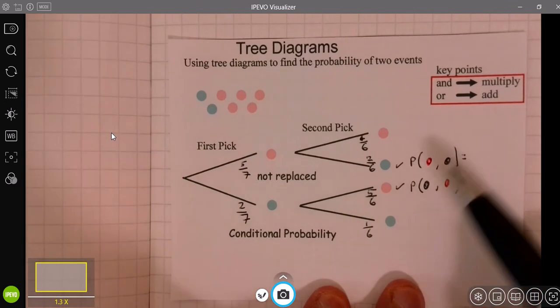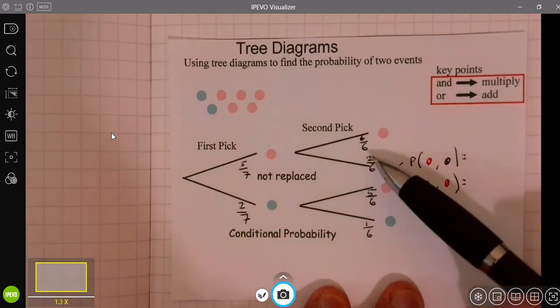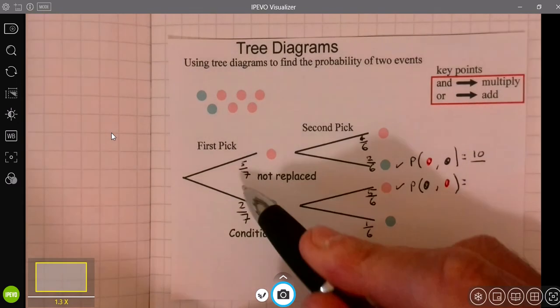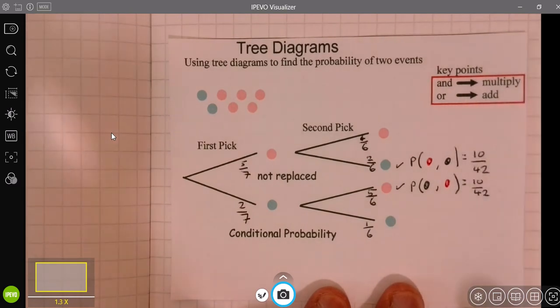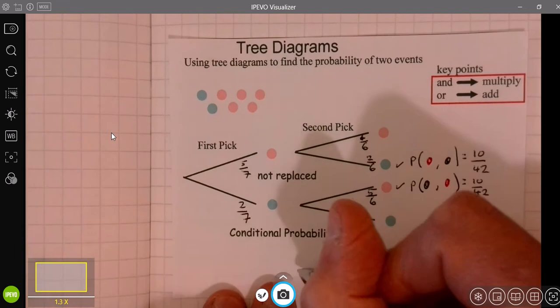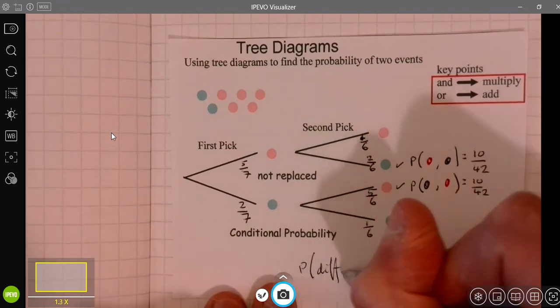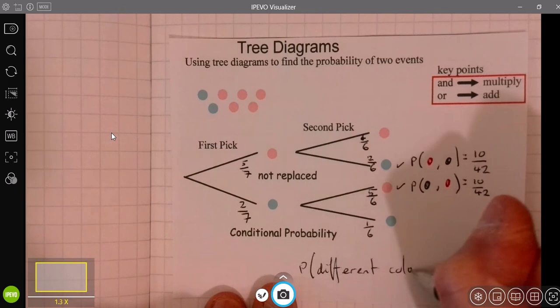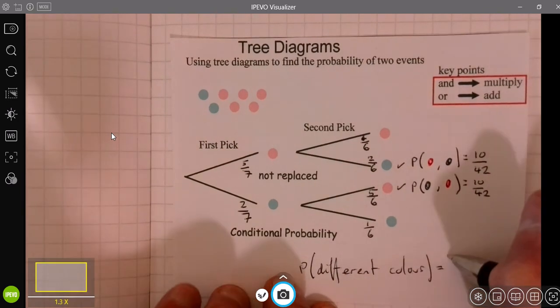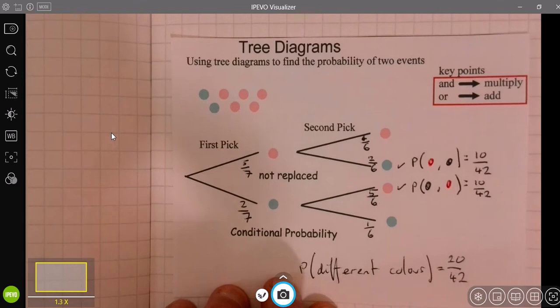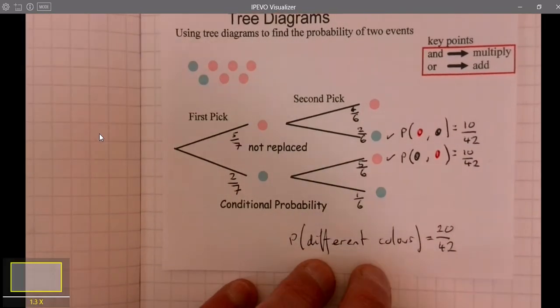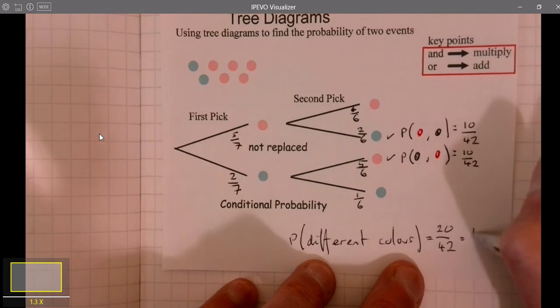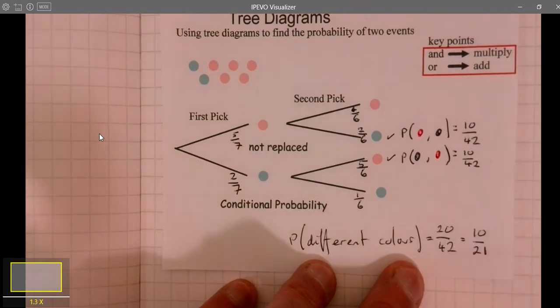Right, so remember it's 'and', so this and this is 10 over 42. Okay, and the other route would also be 10 over 42. So if I now add this lot together, the probability that there are different colours is equal to, if I add those two together, 20 over 42. Now you can cancel it. So if we cancel it now, that's going to be equal to 10 over 21.